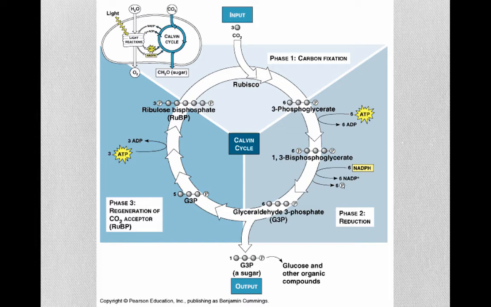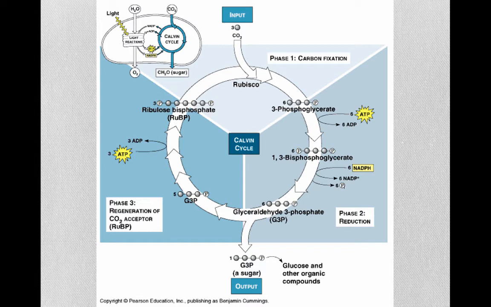In part 2, phosphoglycerate, which is PGA, is converted into glyceraldehyde phosphate, which is G3P. That's a 3-carbon sugar. You can consider G3P as half of a glucose. Part 2, which is called reduction, requires 1 ATP and 1 NADPH for each PGA. Each CO2 produces 2 PGAs, so 2 ATPs and 2 NADPHs are used.